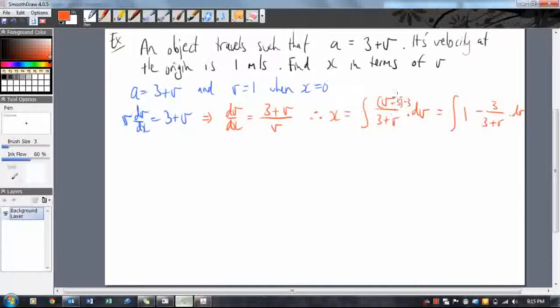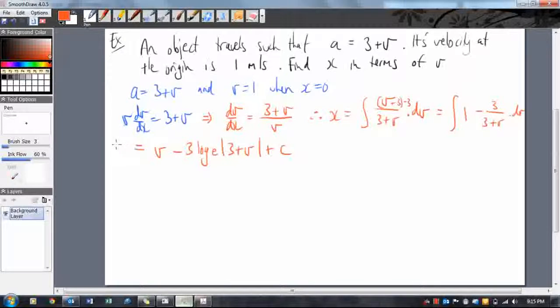Okay, so that's just a little trick to be able to get rid of v's and stuff like that. If you missed that, replay that, or ask me in class. Okay, now let's integrate that. That's v minus 3 log e of 3 plus v, and plus c.